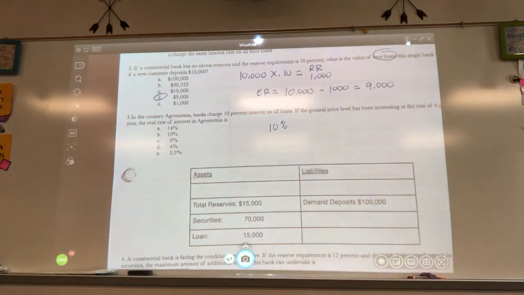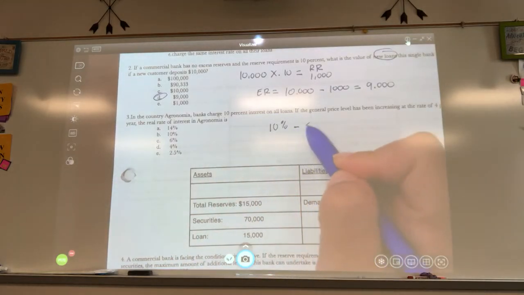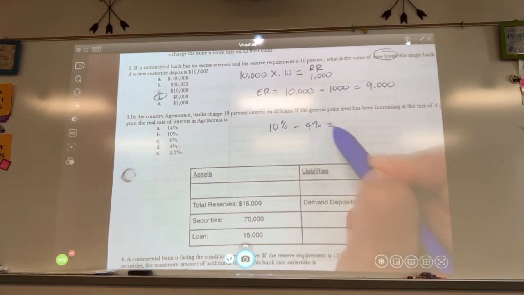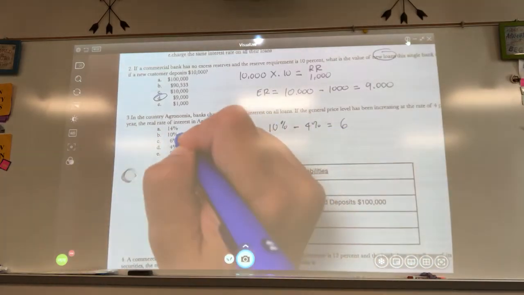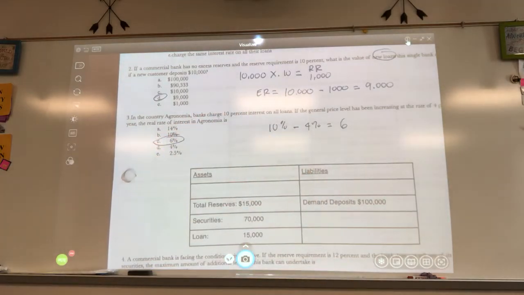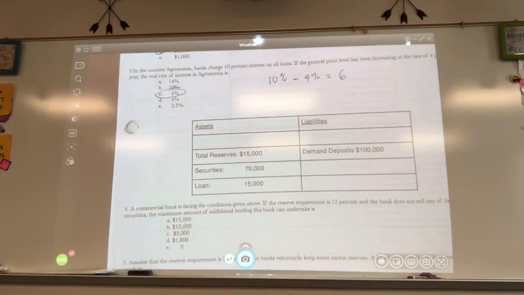But if the general price level has been increasing by 4%, so do I add or subtract? Subtract 4%. The real interest rate was what? There we go. Is that even a good interest rate? No. 6, no. So would we get this loan? No. Okay. How do y'all feel about real interest rate? We're good? Okay. Let's look at 4.